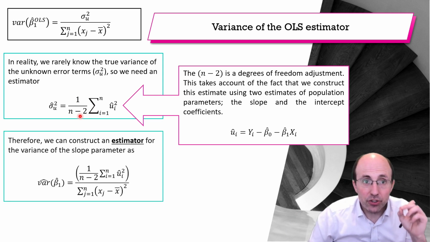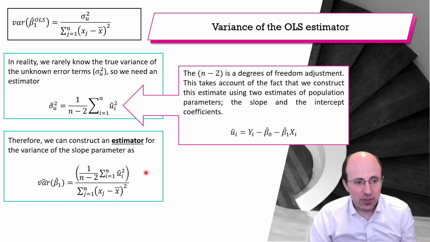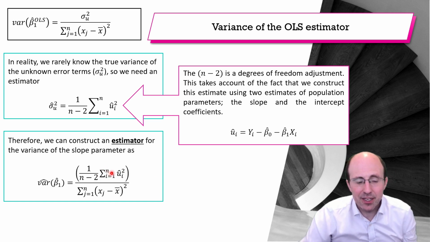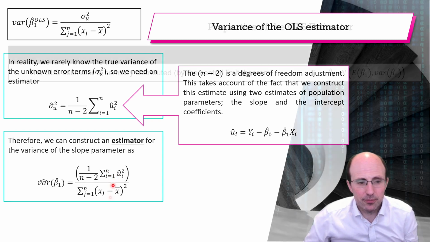So we can construct an estimator for the variance of the OLS estimator based on this sigma hat u squared: 1 over n minus 2 times the sum of the u hat squareds, divided by the sum of the x minus x bar squareds.